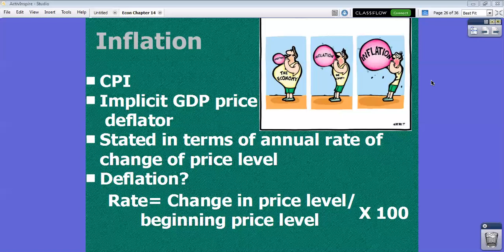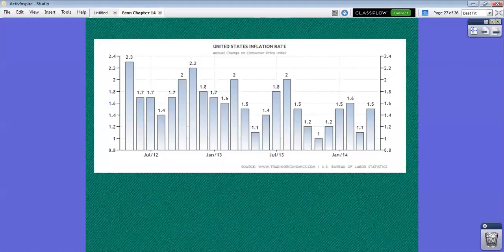There can be deflation, where the value of our money actually gets better, so prices go down. We don't usually see that too often. We mainly see inflation. So here you can see inflation and its measurement as a monthly measurement in tenths of a percent.